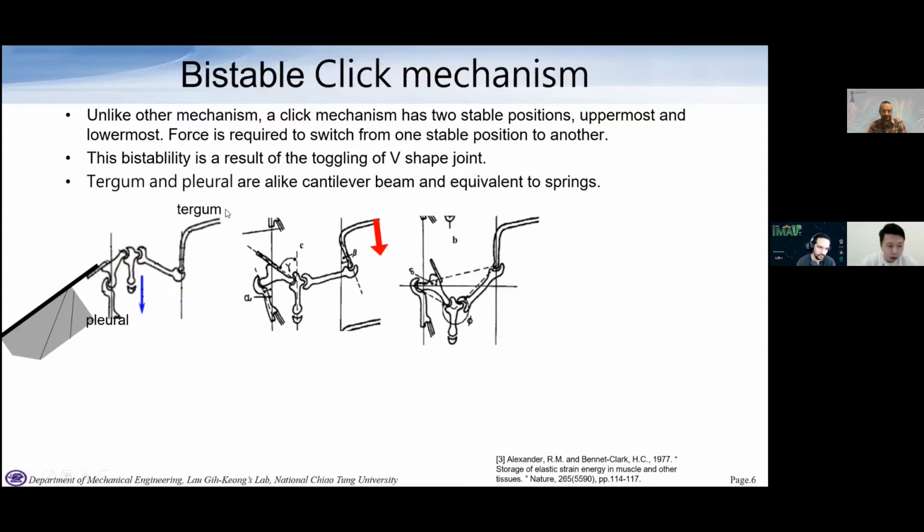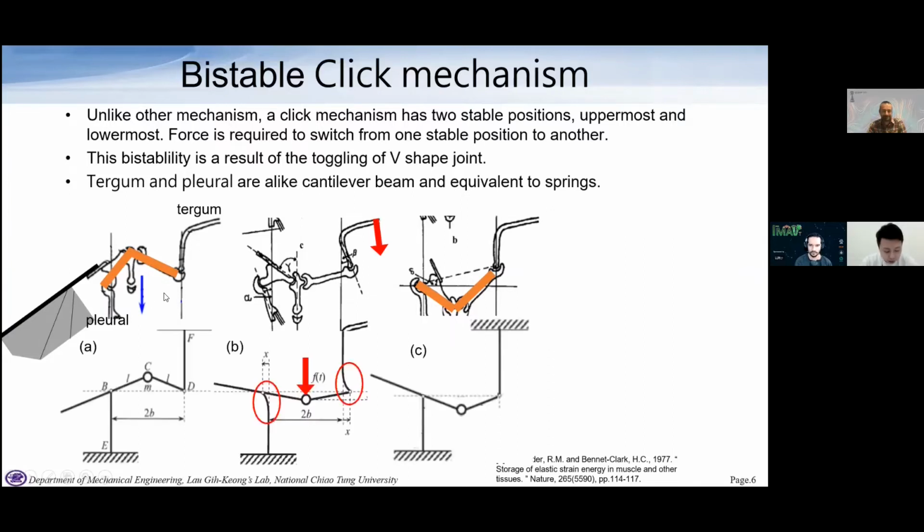There are two links between the tergum and pleuron. The two links form either a V shape or a lambda shape. The total length of the two links is greater than the distance between the tergum and pleuron.